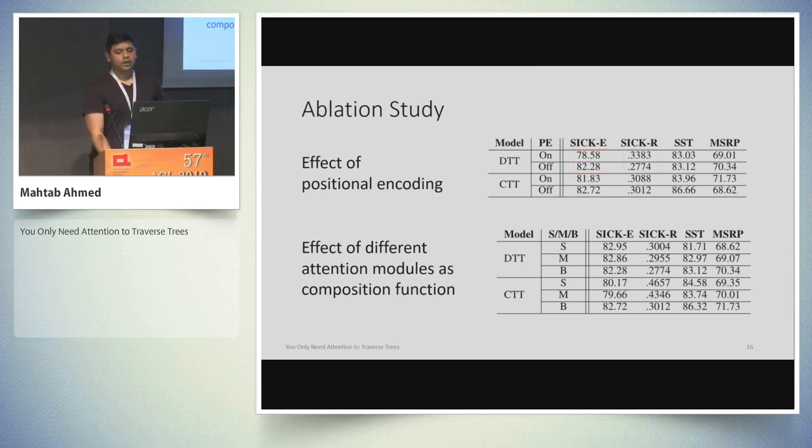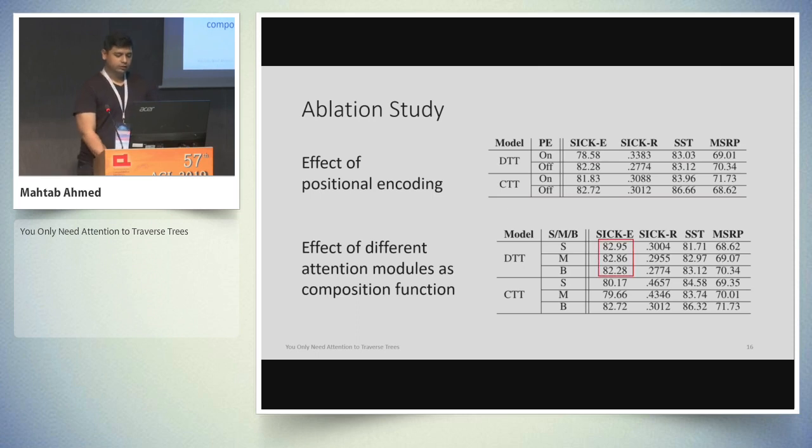So you can see in all the cases, the performance is much worse if you use the positional information in the trees. The last one, the second ablation study that we did, was we wanted to look at which attention module works well as a composition function. So we experimented with the single head attention, multi-head attention block, and the multi-branch attention block.